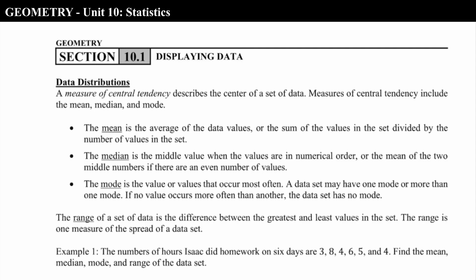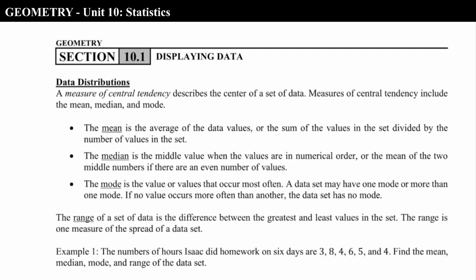The median is the middle value when the values are in numerical order, or the mean of the two middle numbers if there are an even number of values. Okay? So if there are an odd number of values, you just pick the middle one. If there is an even number of values, when you split it up, your middle ends up between two values. So you're just going to take those middle two values and take the average or the mean of those two numbers. The mode is the value or values that occur most often. A data set may have one mode or more than one mode. If no value occurs more often than another, then the data set has no mode.